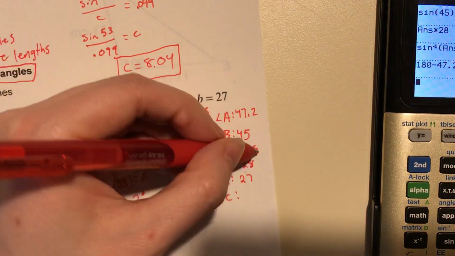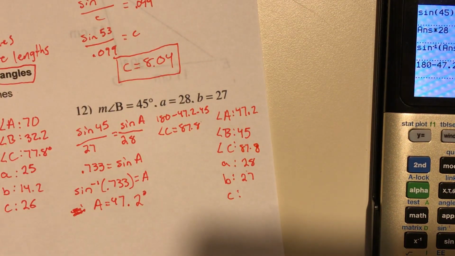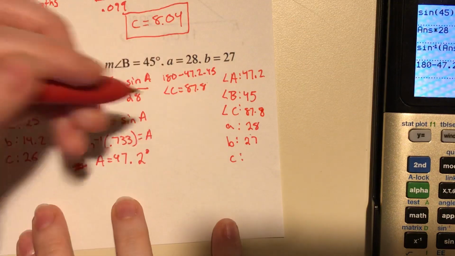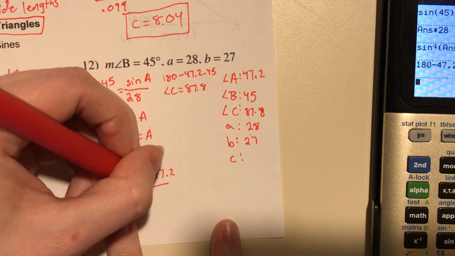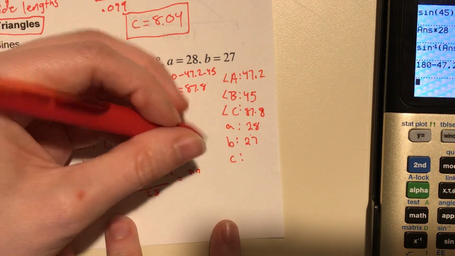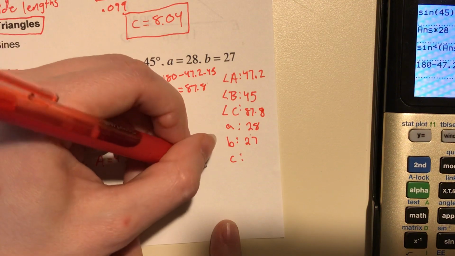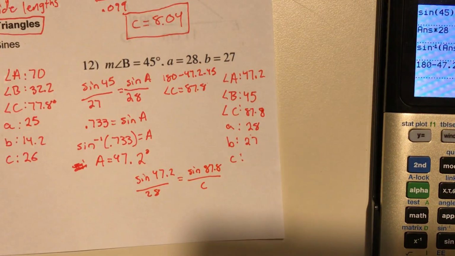And we need to find out then what side length C is going to be. So we'll use A and A again. We'll say the sine of 47.2 over side A, which is 28, is equal to the sine of angle C, 87.8, over side C. And we'll solve that.